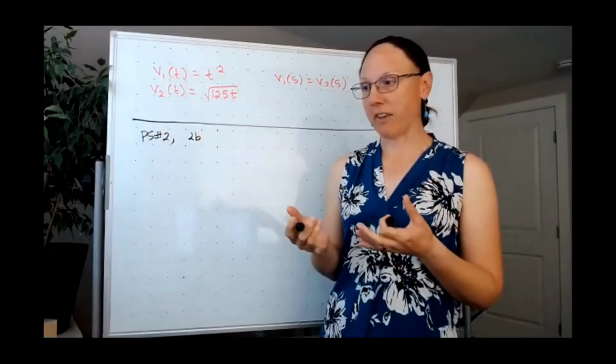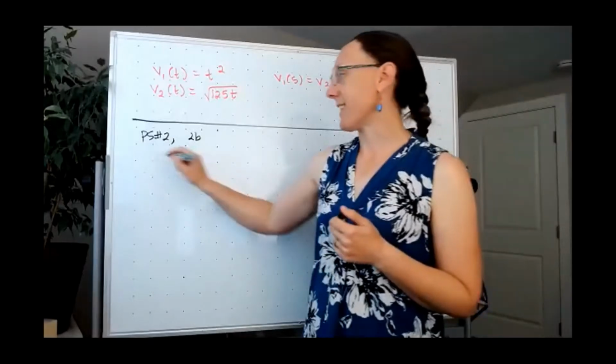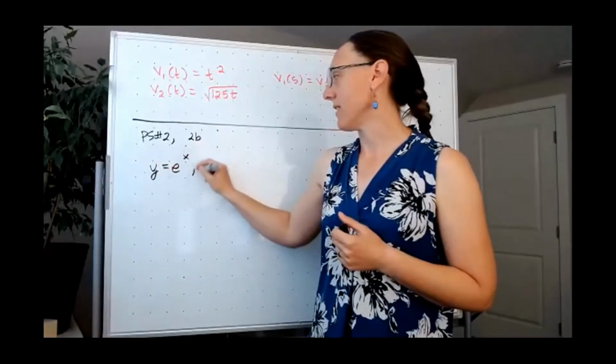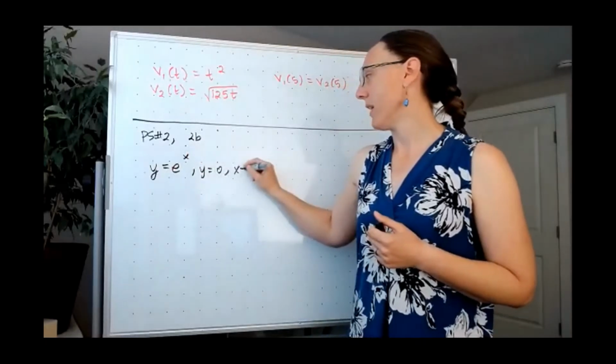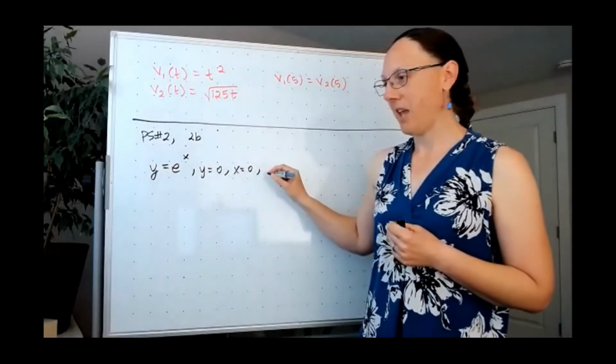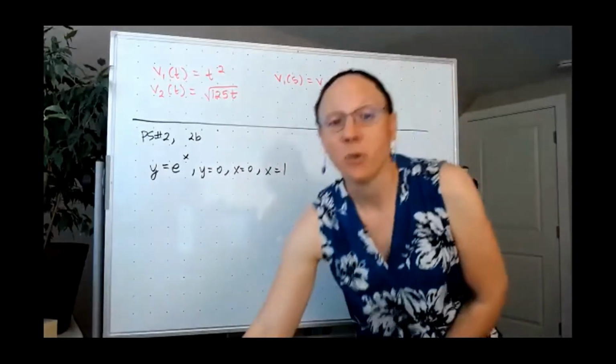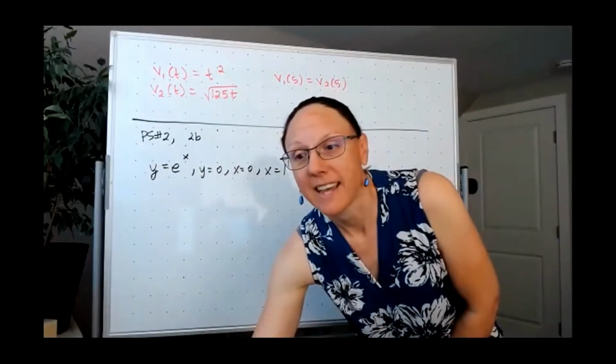And the question that I've given us is to consider the region bounded by y equals e to the x, y equals 0, x equals 0, and x equals 1. And what we're going to do is revolve that around the x-axis.